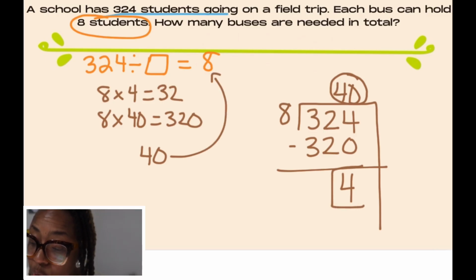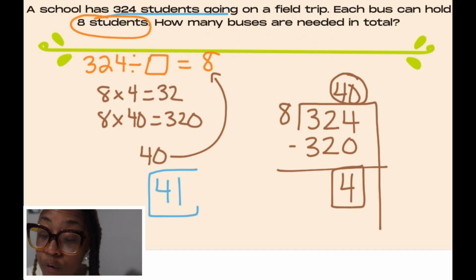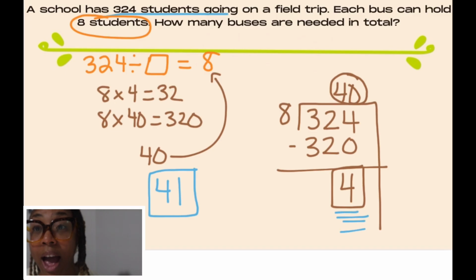But what do we do with these extra 4 students? Do we leave them at the school? Of course not. They're going on the field trip too. So that means I actually need 41 buses. Will that last bus have 8 students? No, it will have the 4 students that we have left over. So here's an example of when that remainder actually has to be boosted up.